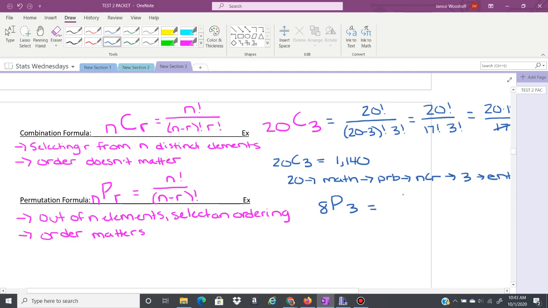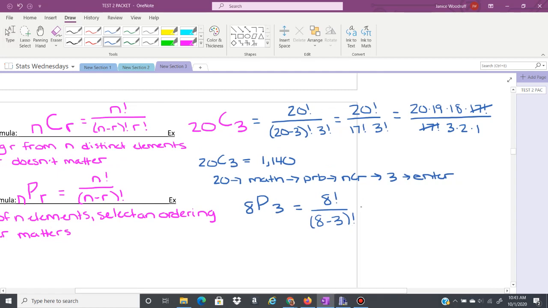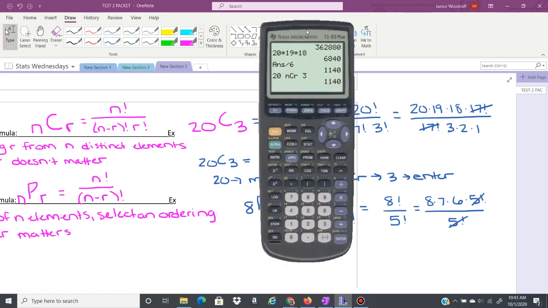So 8 factorial over 8 minus 3 factorial. Okay, and then you can work that out. That's 8 factorial over 5 factorial. Which then we could do 8, 7, 6, 5 factorial, and you can cancel out the 5 factorials. So you get 8 times 7 times 6, 336.